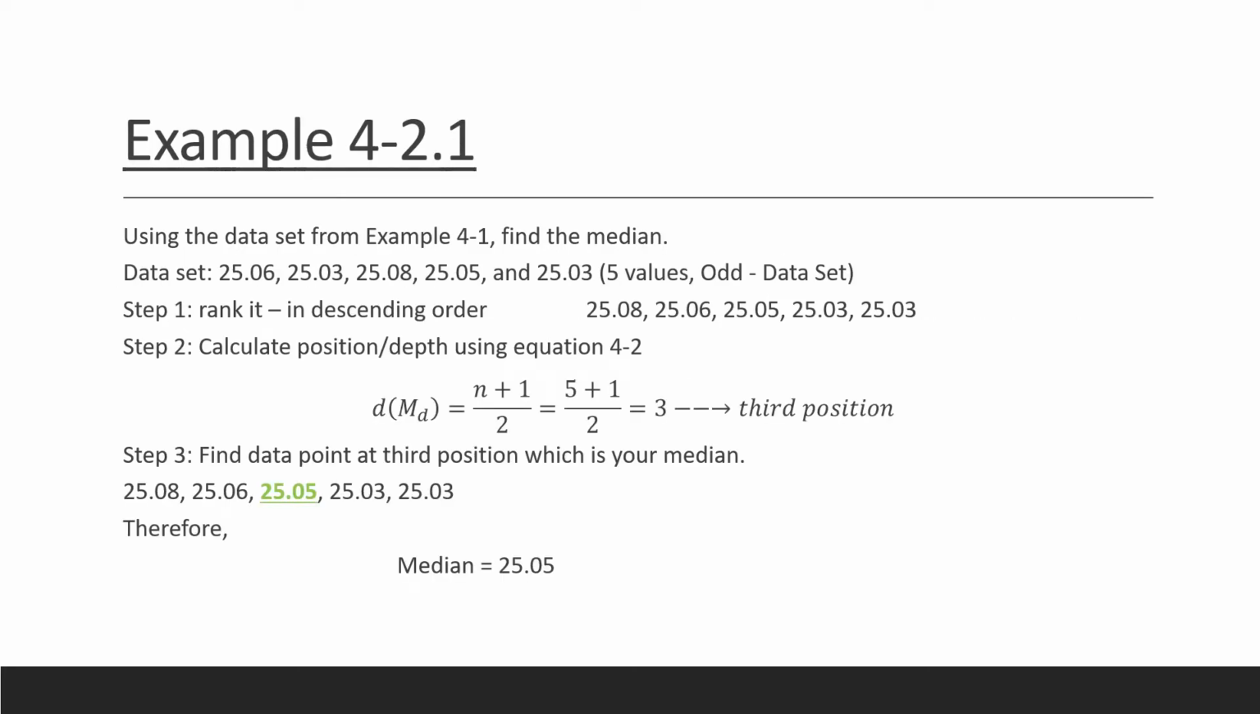So let's take a look at the example. My data is this, and I've got 5 in my set. We're going to rank it, so I'm going to arrange it in descending order: 8, 6, 5, 3, 3. Then I'm going to calculate the position. I have 5 plus 1 divided by 2, and you will get the position. It's at the third position. So the position is the third one. This is the first, second, and this is my third. The value of it is 25.05.